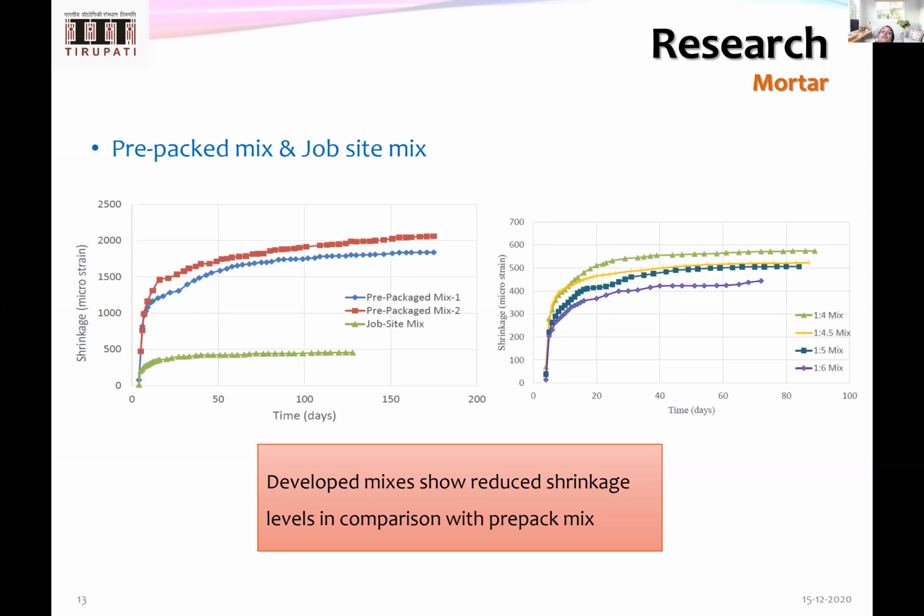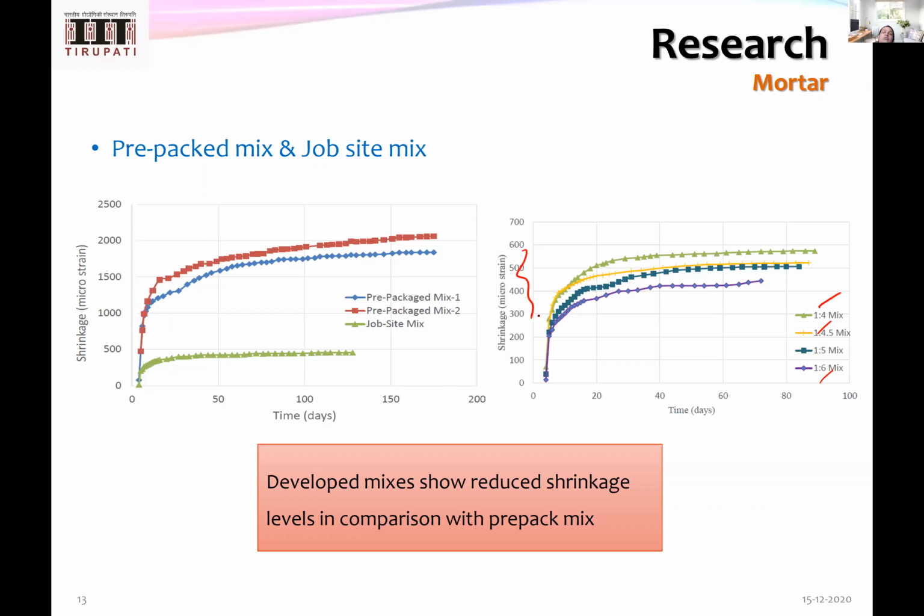Then we always have the job site mix, what we mix ourselves. If you look at the shrinkage in these two combinations, the pre-packed mix shrinkage strain is in the order of 1,500 or 2,000 microstrains. But if you use a job site mix, we tried different job site mixes like 1:4, 1:5 and 1:6, and all of them came in the range of 600 to 400. So it is a pretty low number. 600 microstrain is not a big number, because if you use the same mix for plastering, the expansion for the job site mixes will be in the same order. So using a job site mix can reduce the shrinkage in the system, but how comparable it is with the AAC block is always questionable.